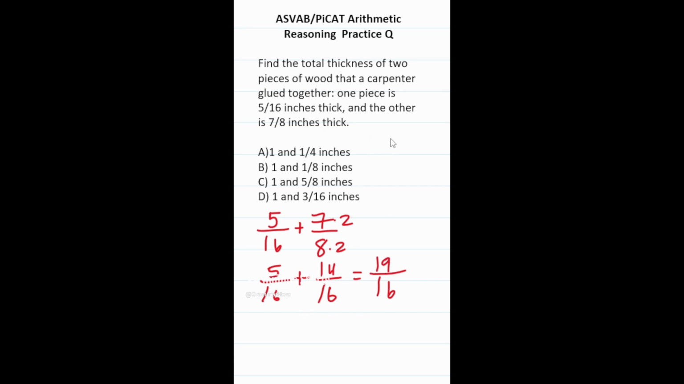So now we've got to convert this back to a mixed number via long division here. 16 goes into 19 one time without going over. 19 minus 16 is 3. This 1 is going to be our whole number.